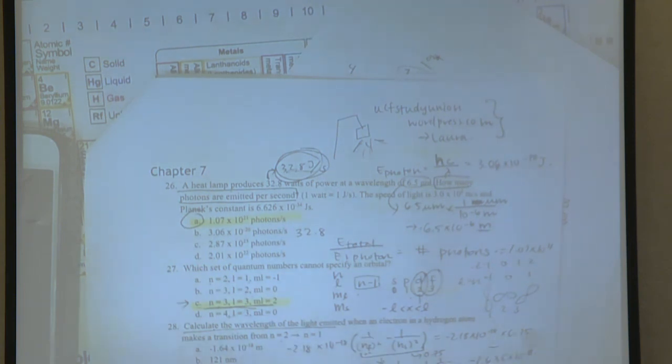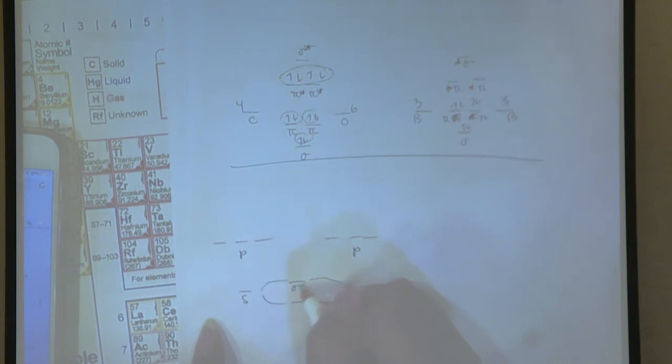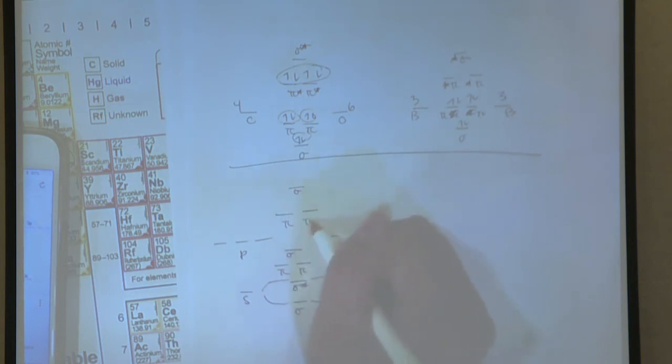So for 42, I was actually drawing the orbitals incorrectly. The way you're supposed to draw these is that you have S and you have P. Your S's line up to make sigma and sigma anti, and then your P's line up to make sigma, pi, and their antis, like this.